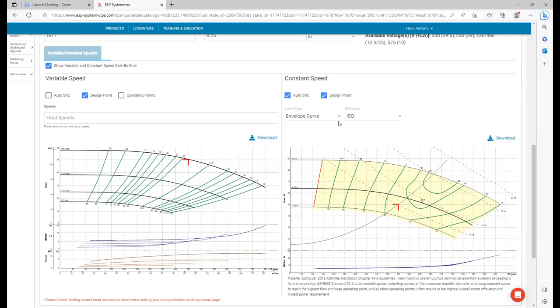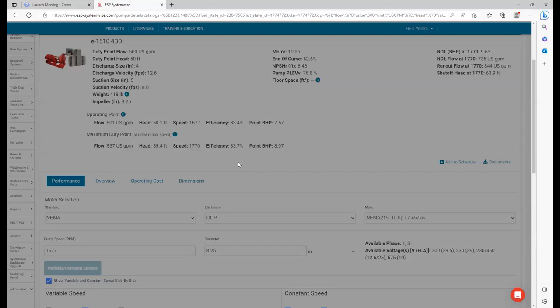You can see a lot of these details before deciding, am I going to put it on the schedule? So let's say if you were going to put it on the schedule, let's just say we were going to call it P1.